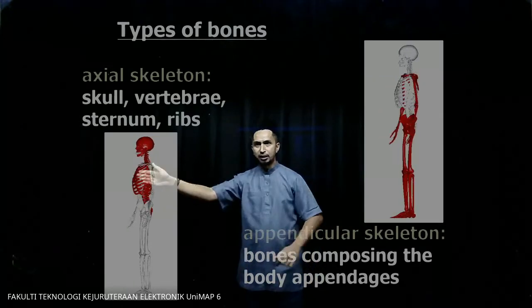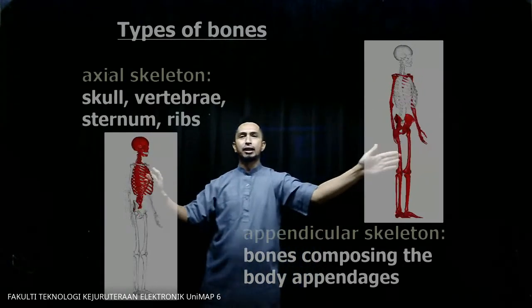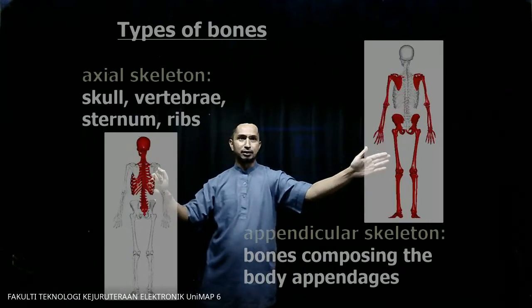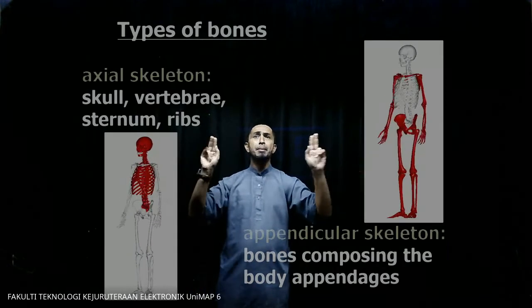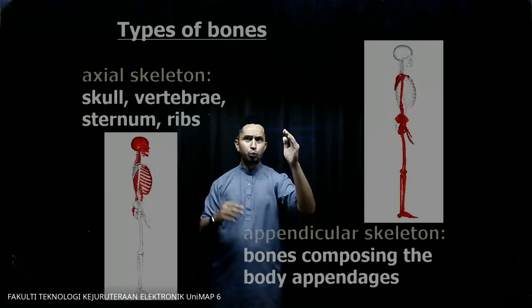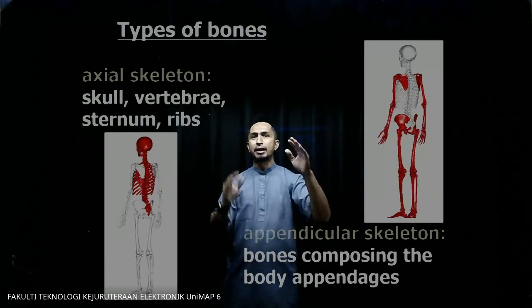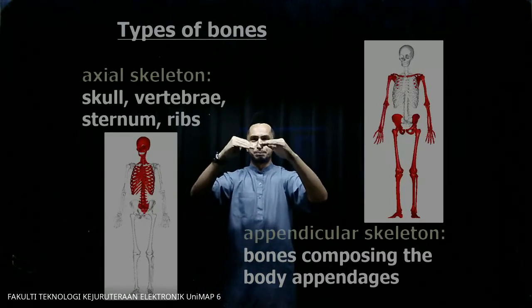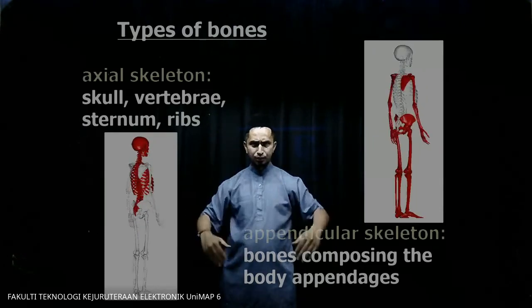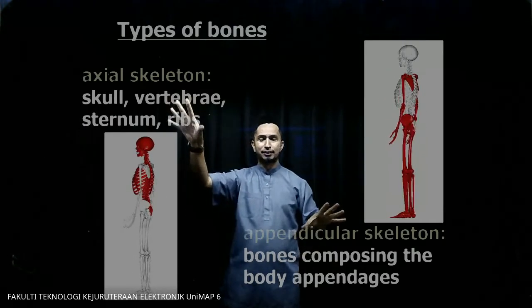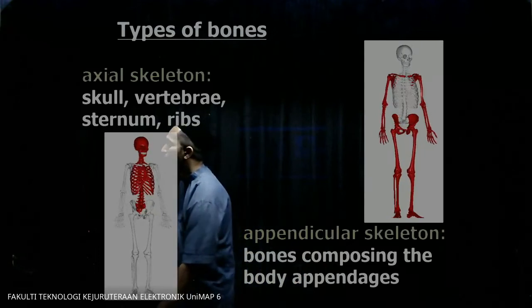Okay, the red color here is axial, the red color here is appendicular skeleton. There are two differences, so this is the main type. We have other types of bone, but they are subtypes of these two types. This is the main. Okay, and then we can talk more about the types of bone.